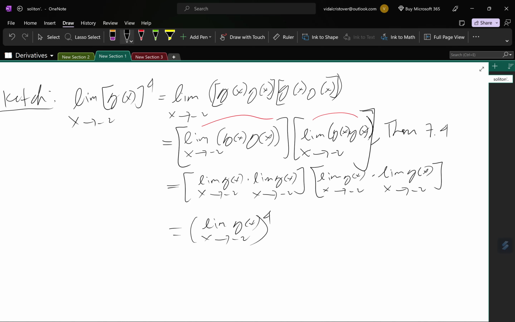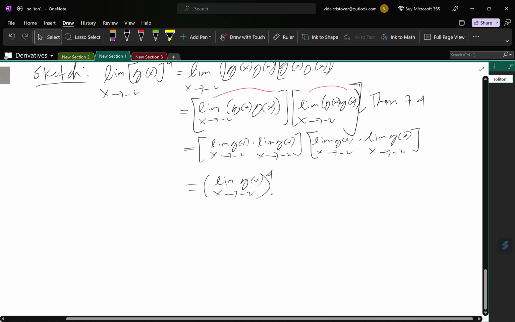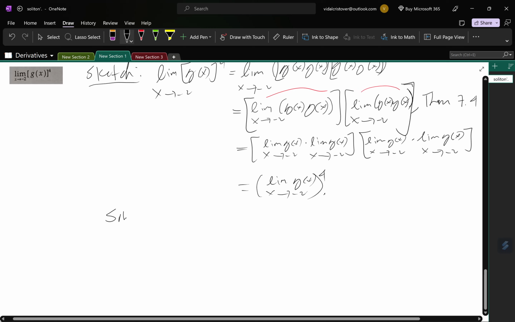So, ang kinahanglan lang nato is, kung makabalo ta sa limit ni g of x as x approaches negative 2, atong i-raise lang siya to 4, ug mao na ang atong solution. So, solution.